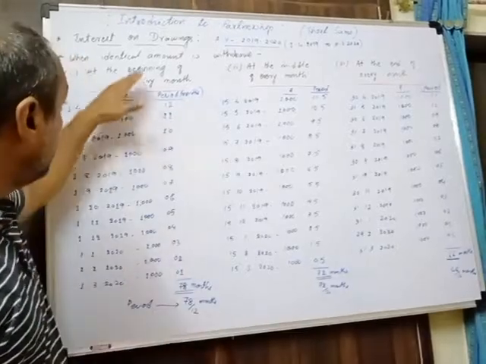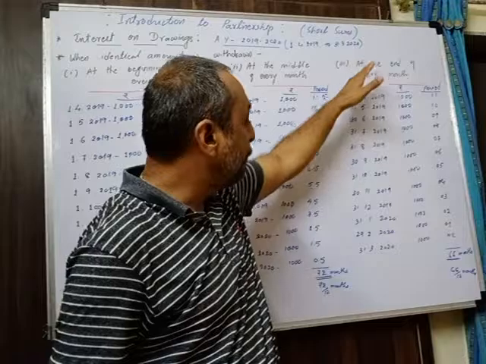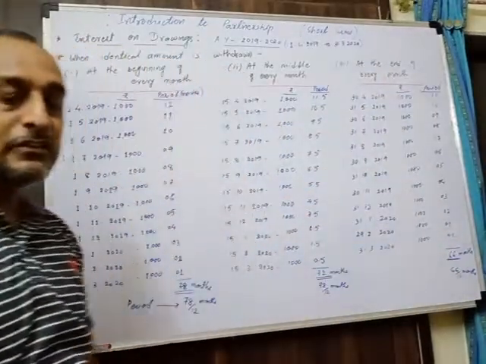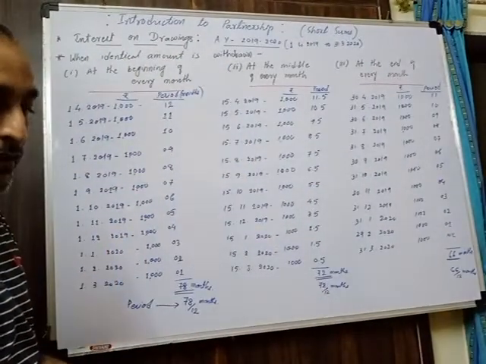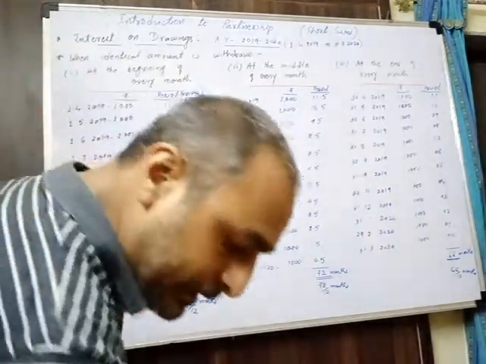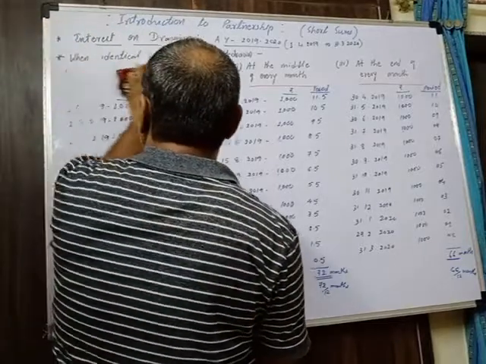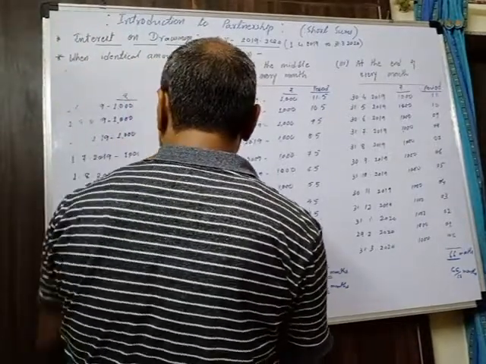For the beginning of the month, 78 by 12; for the middle of the month, 72 by 12; and for the end of the month, 66 by 12. This is the basic thing first of all. Then now I will show you how the interest can be calculated. So now I will take you to the calculation part.